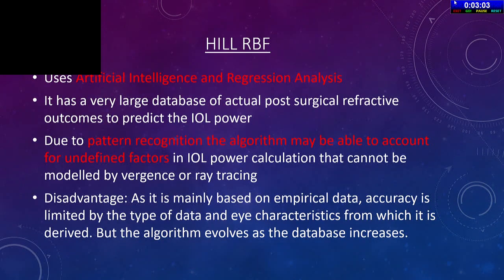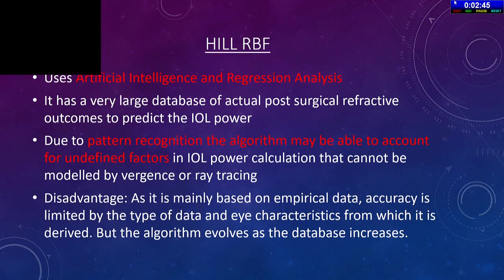The second formula we move to is the Hill RBF formula. It uses artificial intelligence and regression analysis. Due to pattern recognition, the algorithm may be able to account for undefined factors, which is not possible in formulas based on Vergence and ray tracing.